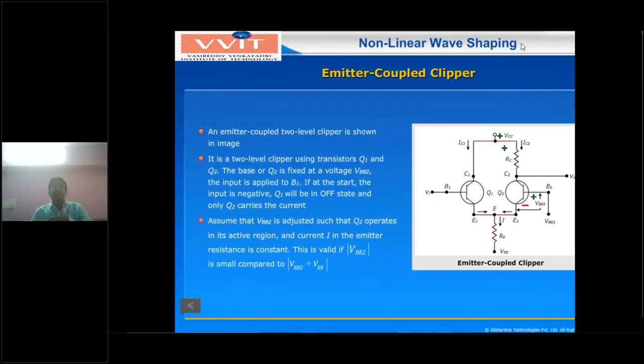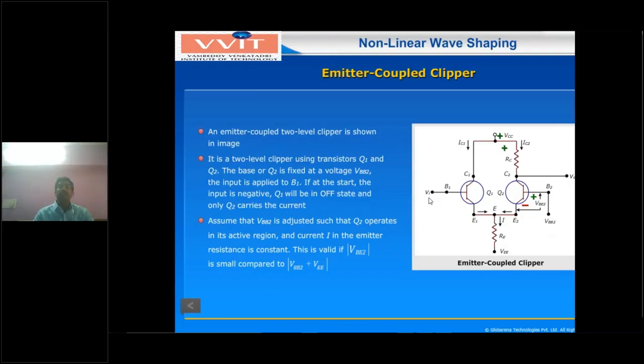So here I will be connecting two transistors in an emitter-coupled configuration. So here will be two transistors, Q1 and Q2. The important point is that at the Q1 base you are applying the input waveform, for NPN transistors. Those are NPN transistors. And at the Q2 base you are applying some fixed supply voltage VBB2. Now, how will we select VBB2?